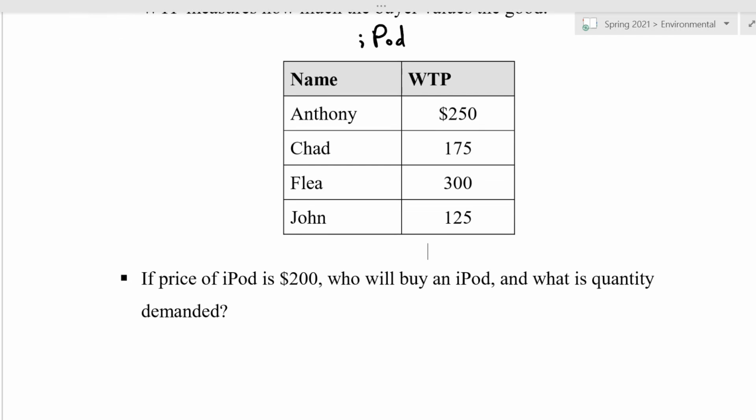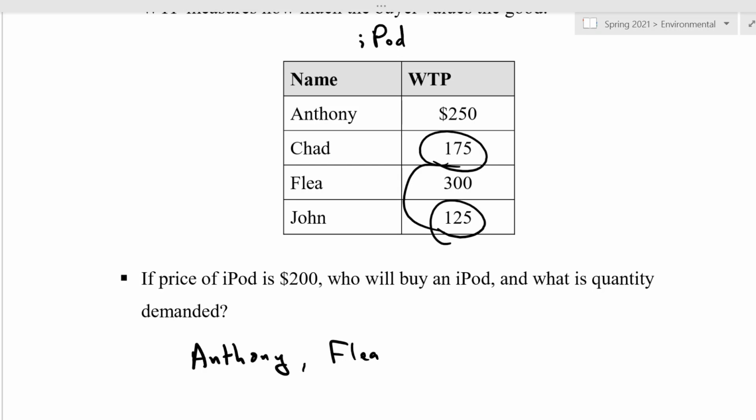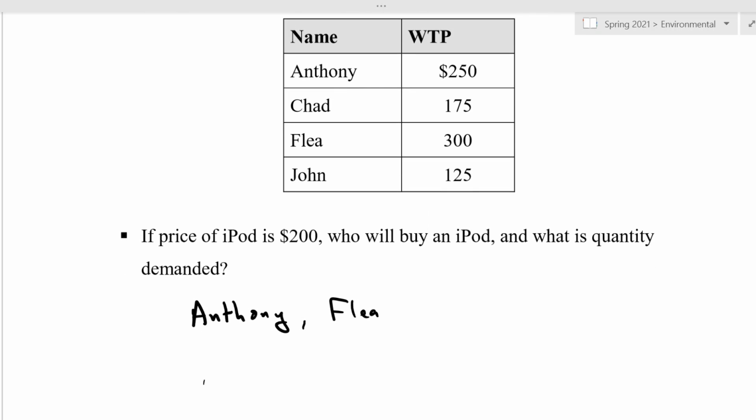Okay, and so if the price is $200, who is going to be willing to buy an iPod, and what is the quantity demanded among these 4? So the price of $200 means that if Anthony is willing to pay $250, then he'll definitely buy it for $200. It's cheaper than what he's willing to pay. And Flea is willing to pay $300, so he'll buy it as well. Chad and John will not buy it because the price is greater than what they're willing to pay. So those are the people willing to buy it, and that gives us a quantity demanded of 2.